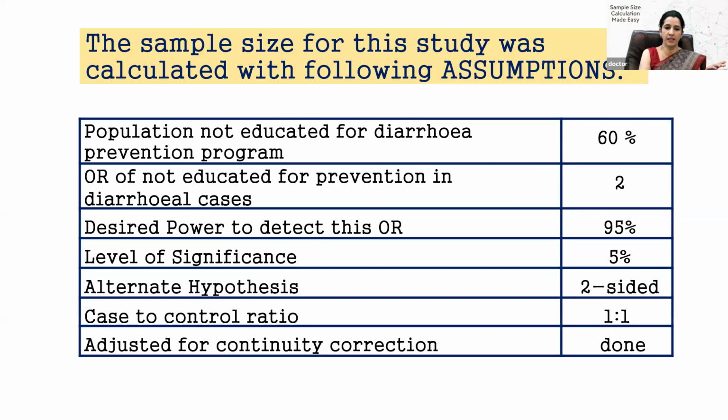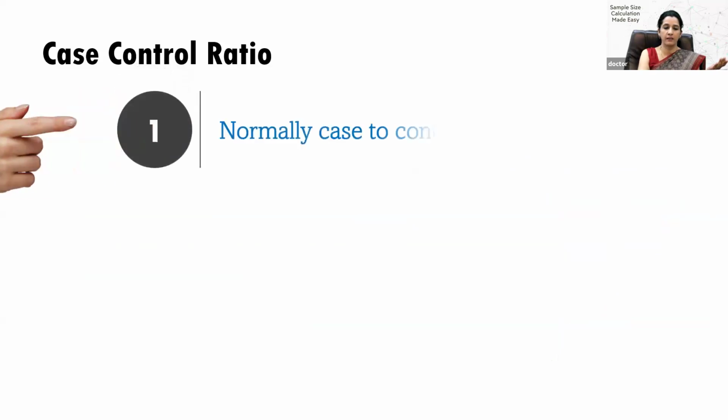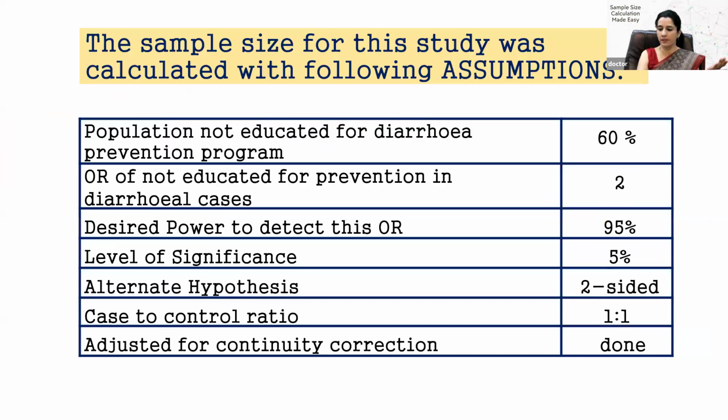So this was a sample size calculation which we did using 60% of the population not educated for the diarrhea prevention program, taking the odds ratio of 2, the desired power was 95%, and a 1:1 ratio. If we have calculated the sample size, then what is the calculated sample size? So all of you, please do this. So if there is a 6-month time, and 60% is the population which is not educated for the diarrhea prevention program, and 95% is the power.